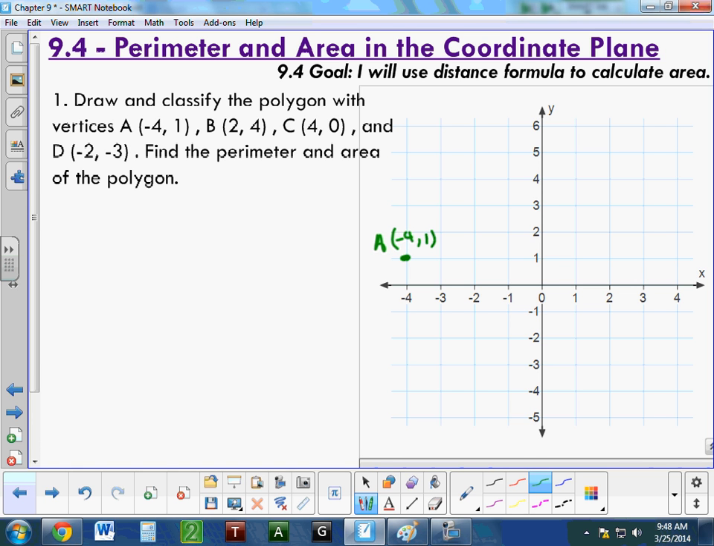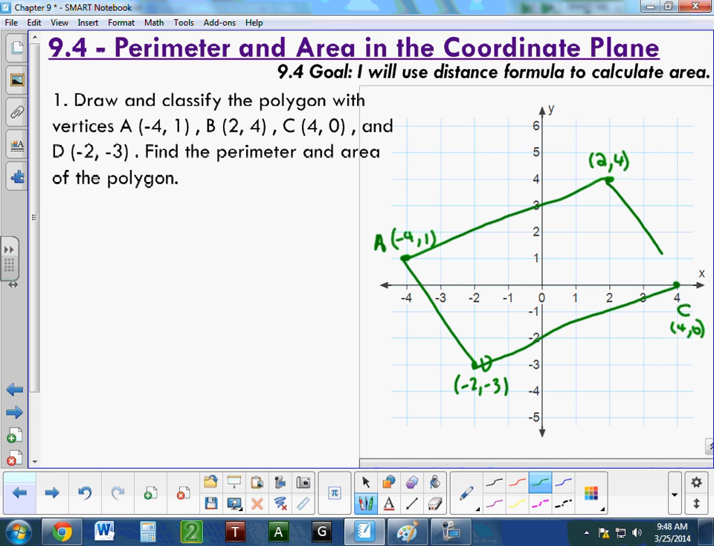So I've got 2, 4, which is up here. I've got 4, 0, which is way over here. And I've got -2, -3, which is down here. And that's point D. This thing looks like a rectangle. I'm pretty sure it's a rectangle. Let's take a look. My lines are really not that good. It looks sort of like a rectangle.